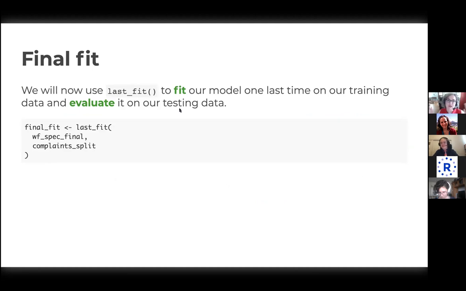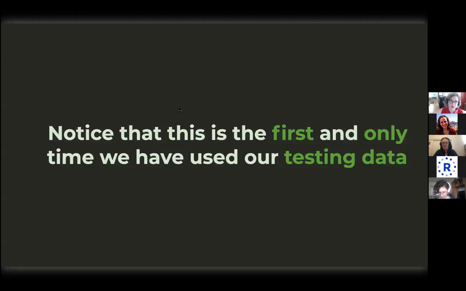Finally, we're going to do something with the testing data. There's a function called last_fit, which is very convenient because what it does is say, okay, I'm going to fit the model one last time using the training data and then evaluate it on the testing data. It takes that finalized workflow and the split, the testing and training split, and says we're going to do this one last time. Just notice this is the first and only time we have used our testing data. We have not touched it before now. We didn't use it to compare or decide what regularization parameter or anything.